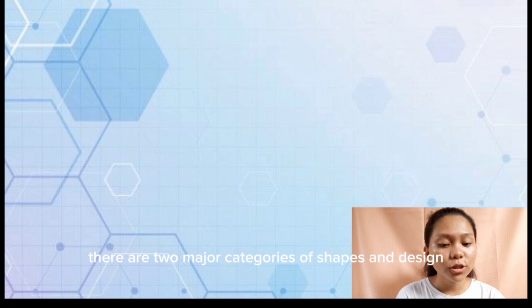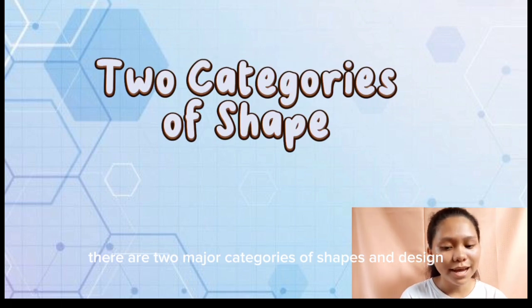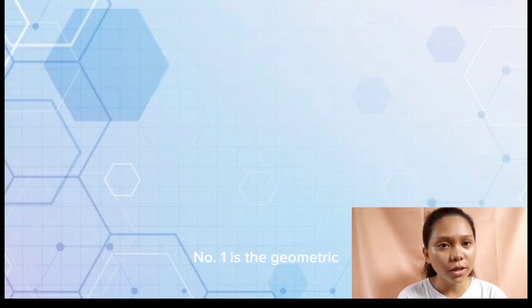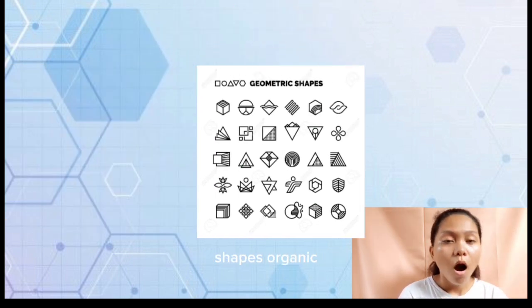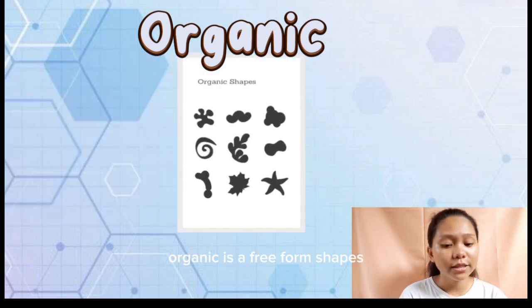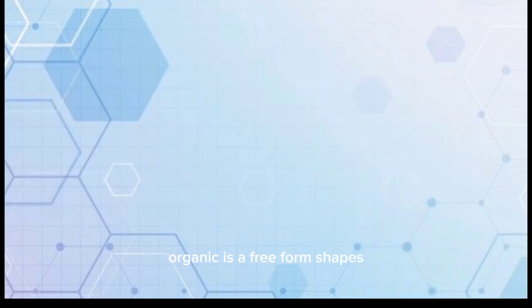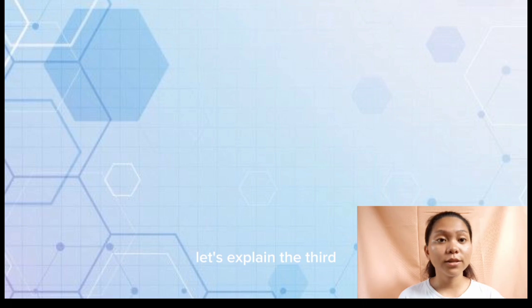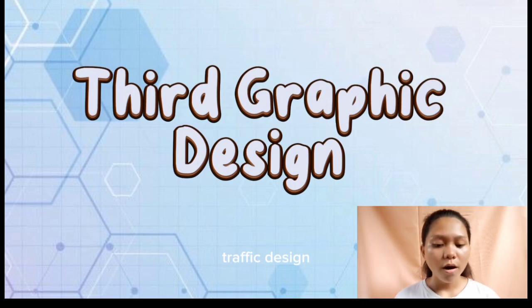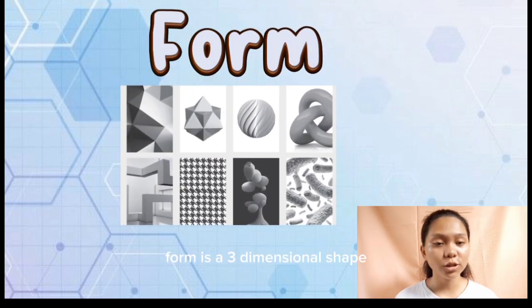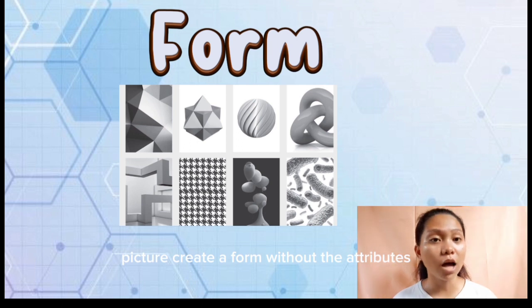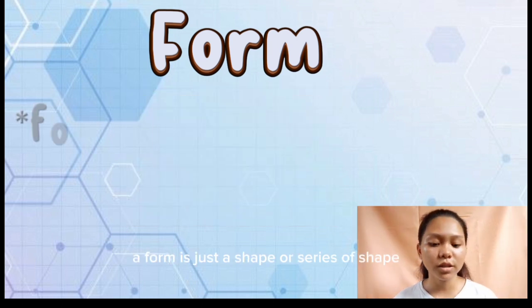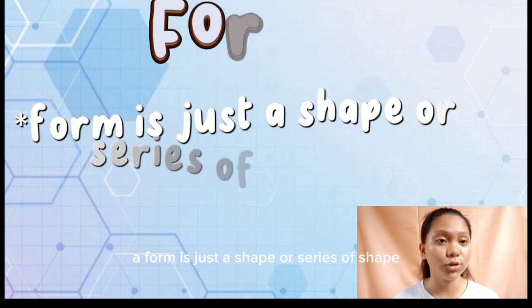There are 2 major categories of shapes in design. Number 1 is geometric. Geometric shapes are regular and mathematical shapes. Number 2 is organic. Organic shapes are free-form shapes. Let's explain the third element. Form is a 3-dimensional shape. Shadows, perspective, depth, and sometimes texture create a form. Without these attributes, a form is just a shape or series of shapes.